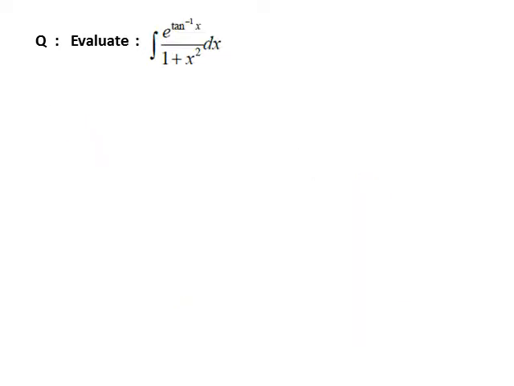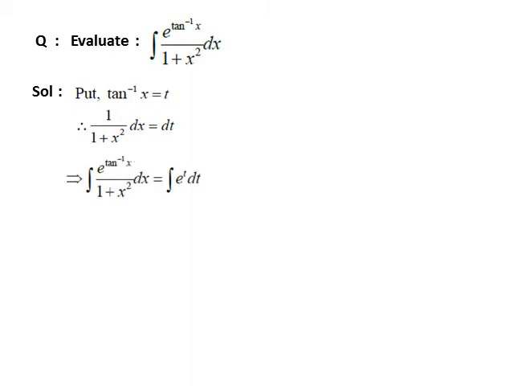Moving towards next question. To find the integral of e raised to power tangent inverse x upon 1 plus x square with respect to x, put tangent inverse x equals to t. Therefore, 1 upon 1 plus x square dx is equals to dt. It implies that integral of e raised to power tan inverse x upon 1 plus x square dx equals to integral of e raised to power t dt.